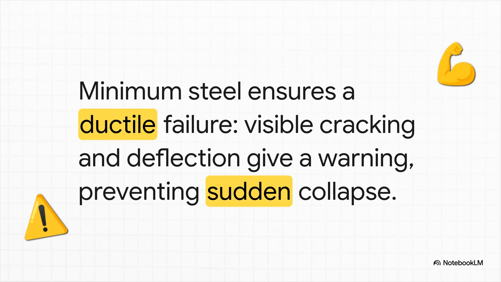Without enough steel, a concrete beam could fail without any warning, just snap like a piece of chalk. But with that minimum steel, it's designed to bend, sag, and show huge, obvious cracks long before it fails. It's designed to scream for help.